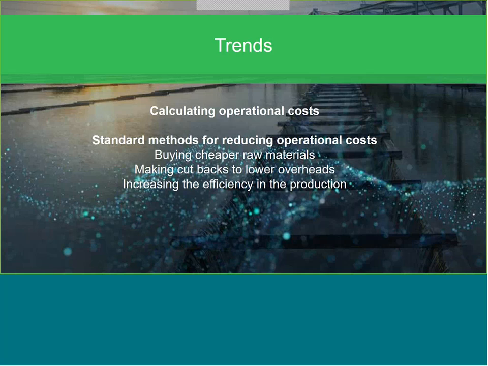If we look at then standard methods for reducing operational costs, you will more than likely have already looked at things like purchasing cheaper raw materials as an example, making cutbacks to reduce overheads. Another common method can be increasing efficiency in your production process, to essentially just increase throughput, improve that bottom line. But it's important you know in what areas to do this, and it's often one of the hardest parts.